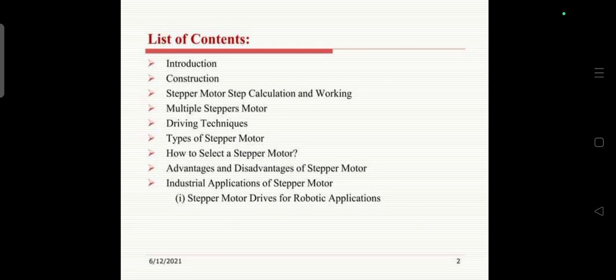First one is introduction, then second one is construction, then stepper motor step calculation and working: how the stepper motor works, how to calculate the step, and how the stepper motor is working. Then multiple stepper motors, driving techniques, what are all the types of stepper motor, how to select the stepper motor for various industrial applications, advantages and disadvantages of stepper motor, then industrial applications of stepper motor. Mainly, stepper motor is used for robotic applications.